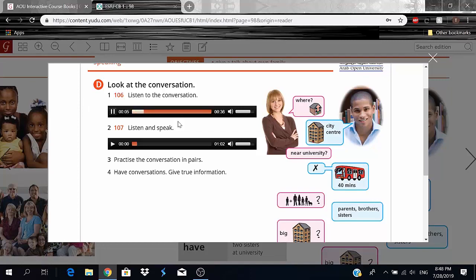Exercise D1. Listen to the conversation. Where do you live? In an apartment in the city centre. Is it near the university? No, it isn't. The bus takes 40 minutes. Who do you live with? My parents, my brothers, and my sisters. Is it a big apartment? No, it isn't. Sometimes it's very difficult. Do you have a part-time job? Yes, I do. I work in a computer shop.